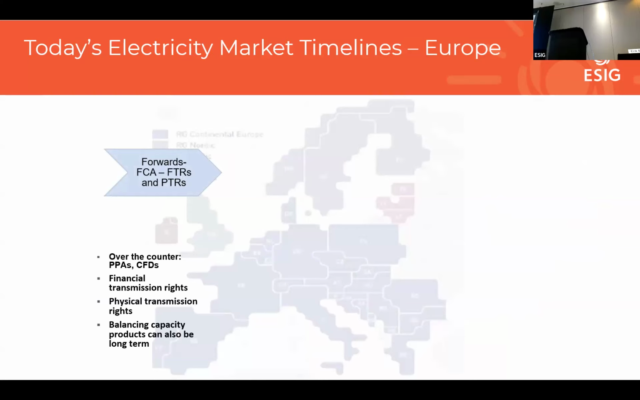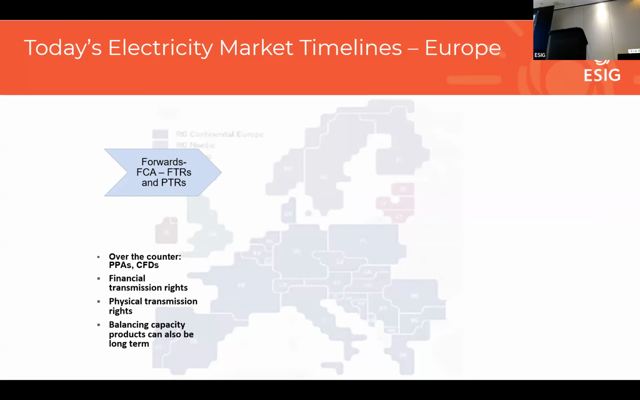So now let's have a look at the market timelines in the EU. In terms of forward markets, the US and the EU are kind of similar. What really begins to be different is mainly in the day-ahead. In forward markets, we also have PPAs. One difference that we have in Europe that I don't think you have in the US is CFDs. It's similar to PPAs, but it's not between private parties. It's between a generation party and the state.